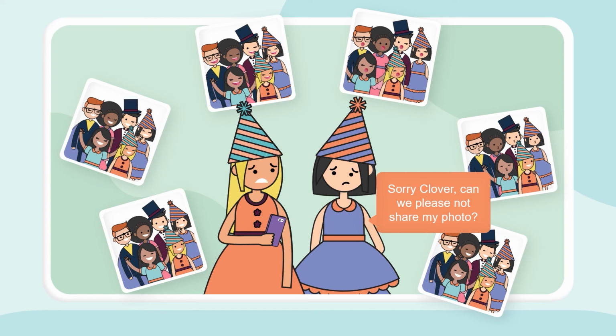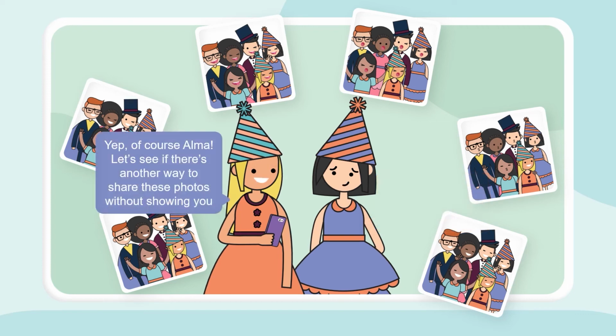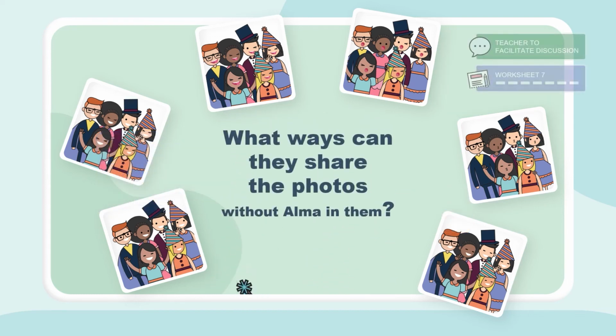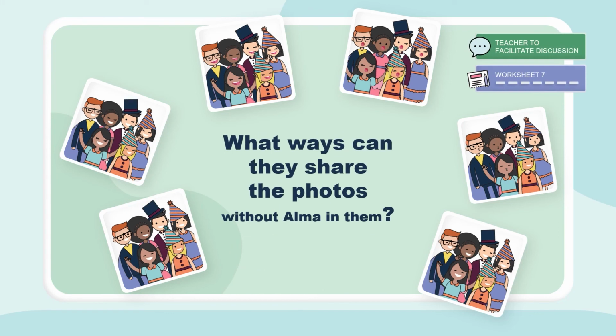Clover feels angry and a bit confused, but Alma is her good friend, and when they talk, she realises that Alma has good reasons why she said no. They try to find a different way to share Clover's photos and respect Alma's wishes. For worksheet Activity 7, can you help Clover and Alma? What ways can they share the photos without Alma in them? What do you think her friends can do?